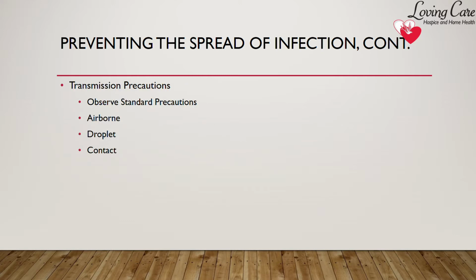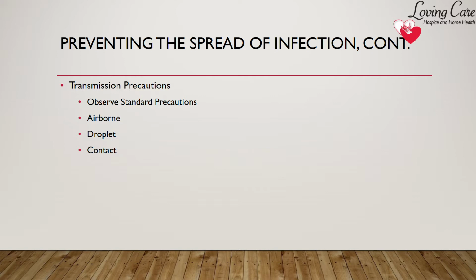In addition to standard precautions, transmission precautions may be necessary when additional measures should be taken because of the mode of transmission. Transmission precautions include airborne, droplet, and contact precautions. Airborne precautions are required for pathogens which are expelled from the respiratory tract and ride on air currents.